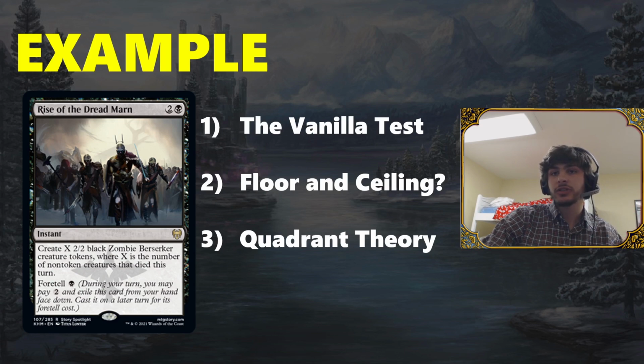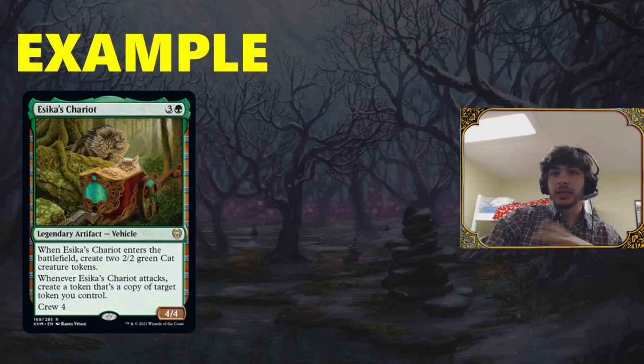So if you are going to be using this card, make sure you read all of the cards in great detail for this sort of thing. Next up, our last example of evaluating cards with the cookie cutter method is Isaacka's Chariot.